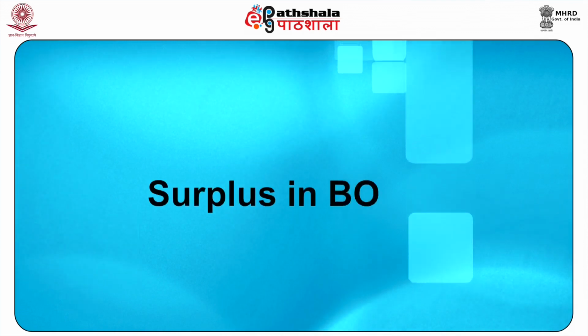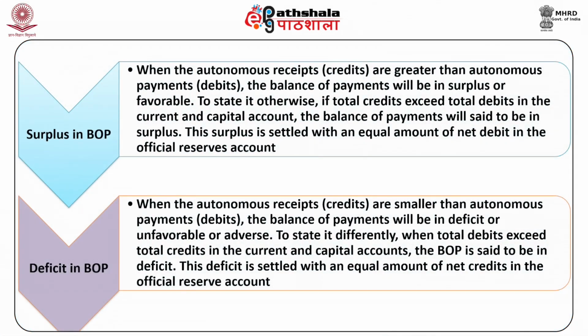Surplus in BOP. When the autonomous receipts, that is credits, are greater than autonomous payments, that is debits, the balance of payment will be in surplus or favorable. To state it otherwise, if total credits exceed total debits in the current and capital account, including errors and omissions, then the balance of payment will be said to be in surplus. This surplus is settled with an equal amount of net debit in the official reserves account.